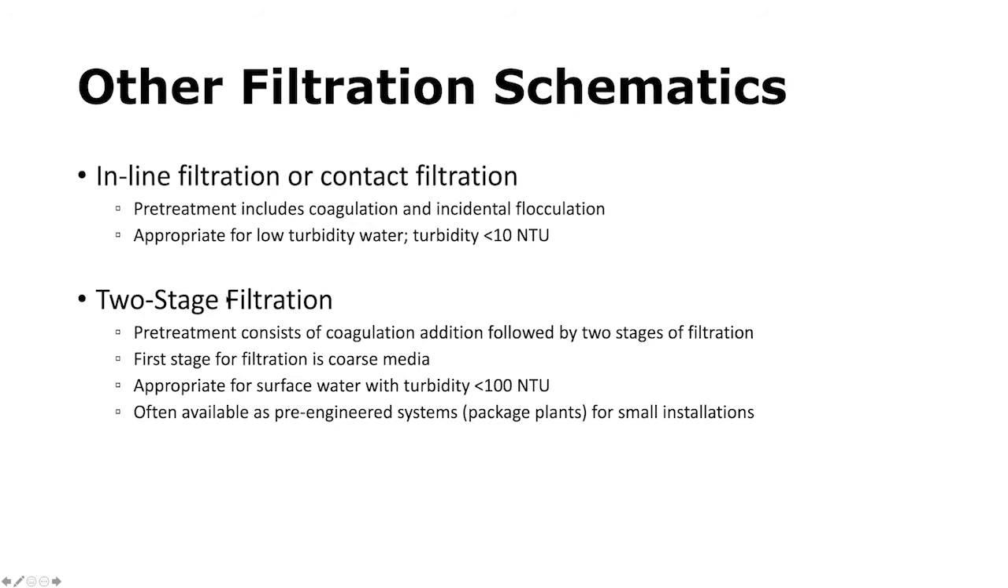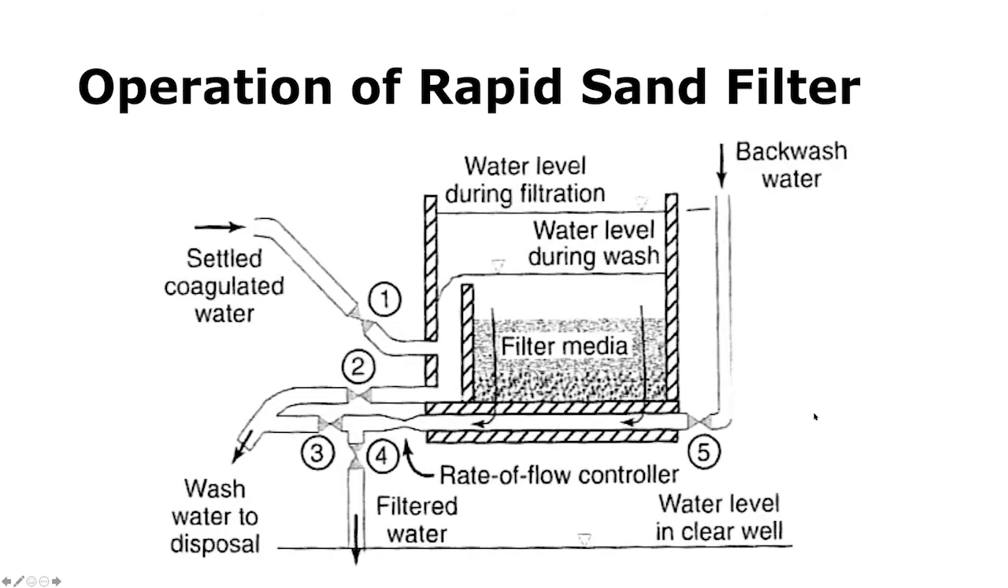Two-stage filtration includes pretreatment, coagulation, followed by two separate stages of filtration. The first stage is including coarse media, and this is appropriate for surface waters with turbidity of less than 100 NTUs. It's often also available as pre-engineered systems for smaller installations, kind of like package plants you might see in smaller towns and communities. So how do we operate a rapid sand filter?